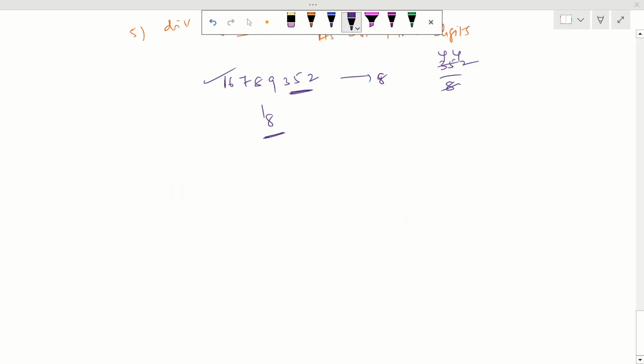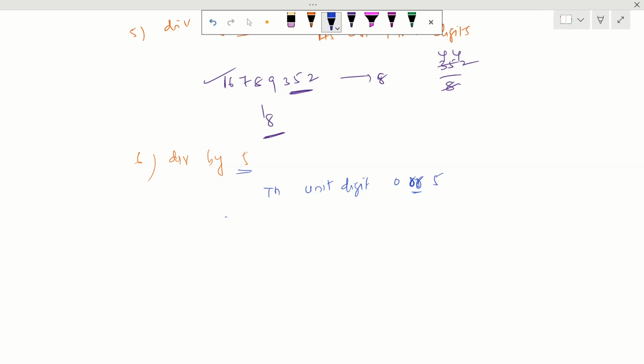Okay. Next we'll discuss divisibility by 5. When such a number is given, how do we find whether it is divisible by 5 or not? If the number's unit digit is either 0 or 5, then we say the given number is divisible by 5.